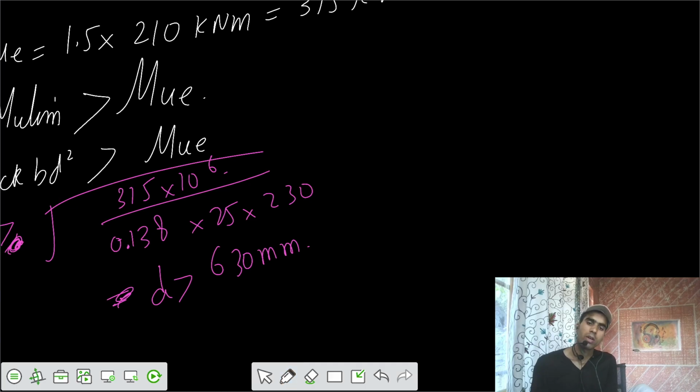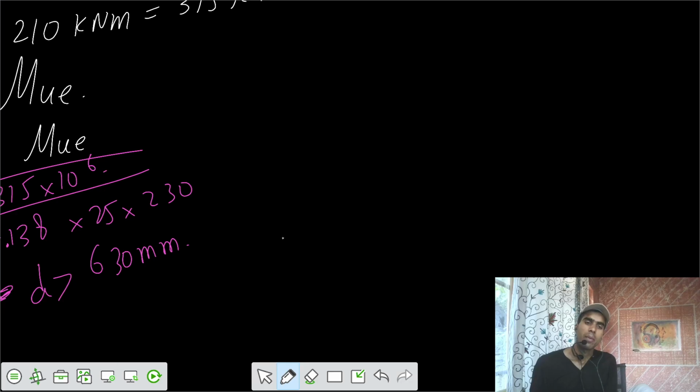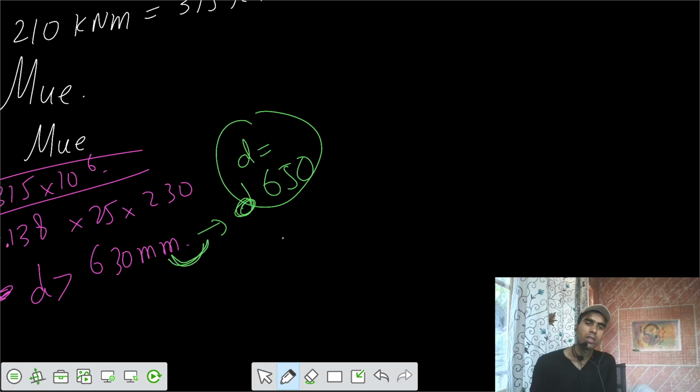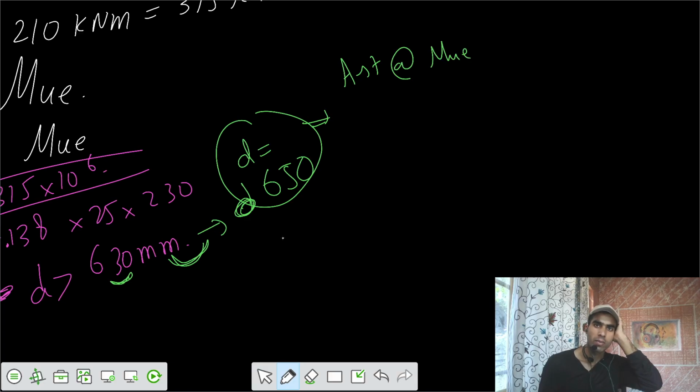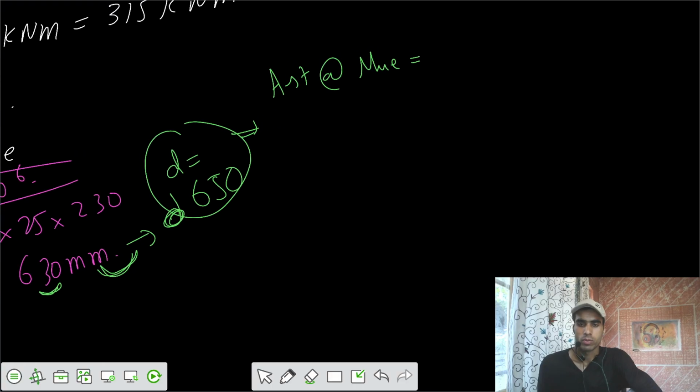Now see, you would say I am going to take 650. If you adopt d equals 650, that's almost closer to d required, 630. That means there's a lesser margin, you have increased the value of d by a lesser amount, and in that case you would face difficulties in providing the steel. If you solve for Ast at Mu external, you would get some value. And I would say, let's have that directly. I'm not going to solve that in a proper way.